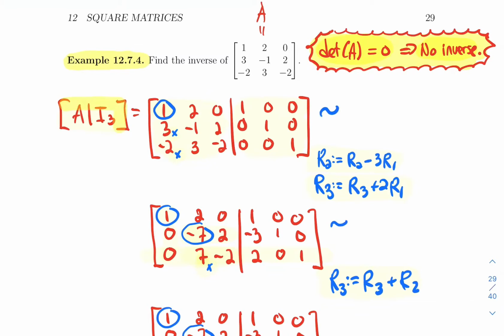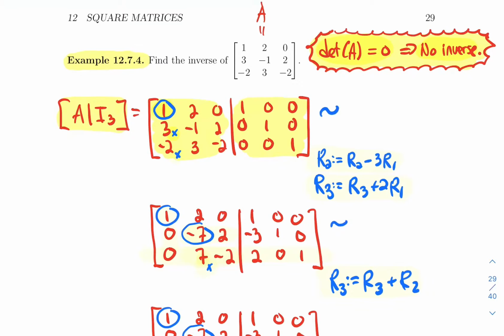So you create the super augmented matrix A augmented by I3. On the left side I have A, on the right side I have the identity matrix, and you start your Gaussian elimination algorithm. Here I'm lucky, the top left corner is a 1. So I start my two eliminations.